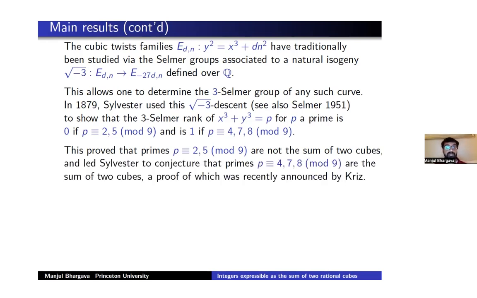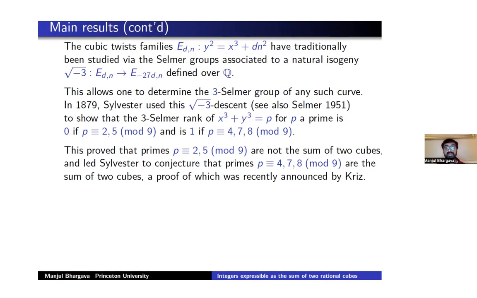And this computation of the 3 Selmer rank also led Sylvester naturally to conjecture that primes that are 4, 7, or 8 mod 9 should be the sum of 2 cubes, because if the 3 Selmer rank is 1, then you expect the rank to be 1, since you expect Sha to be a square and so on. This is called Sylvester's conjecture, that primes that are 4, 7, or 8 mod 9 are the sum of 2 rational cubes. A proof was recently announced by Daniel Kriz. It's a very complicated proof, and it's still being checked.